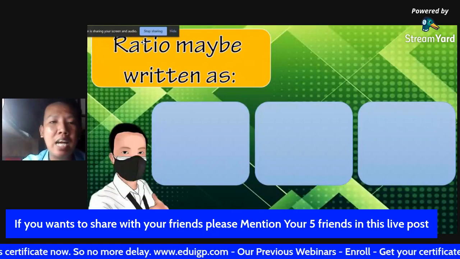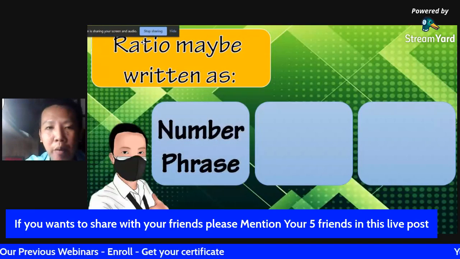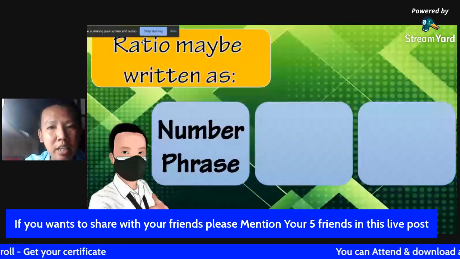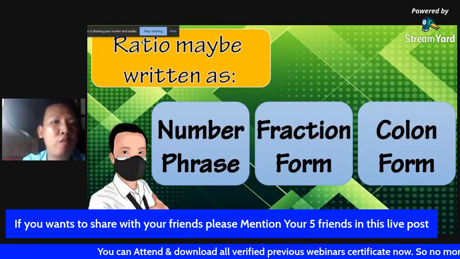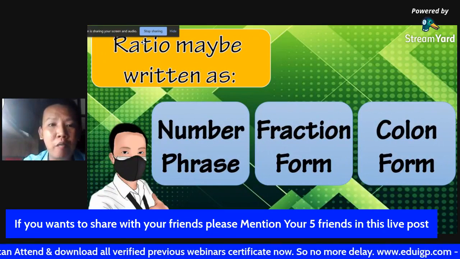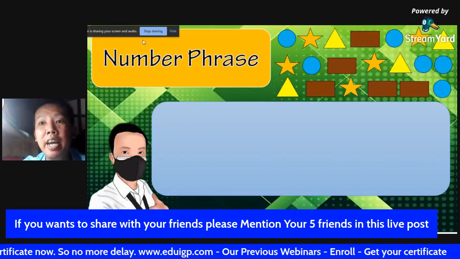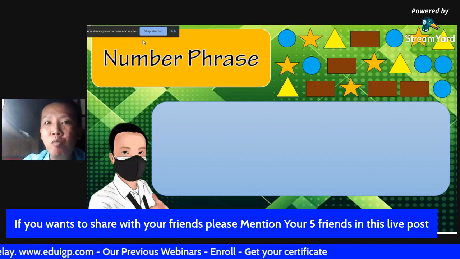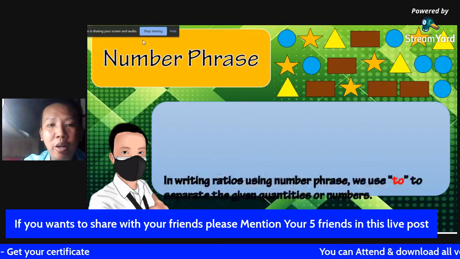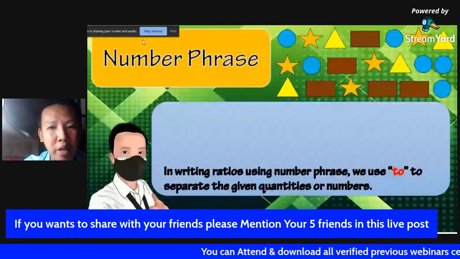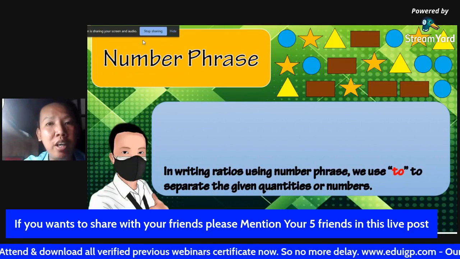Ratio may be written in three ways: first using the number phrase, second using fraction form, and third using colon form. Let's start with the number phrase. I have here some figures: stars, circles, triangles, and rectangles. Now we are going to form a ratio using number phrase. But remember, in writing ratios using number phrase, we use "to" to separate the given quantities or numbers.